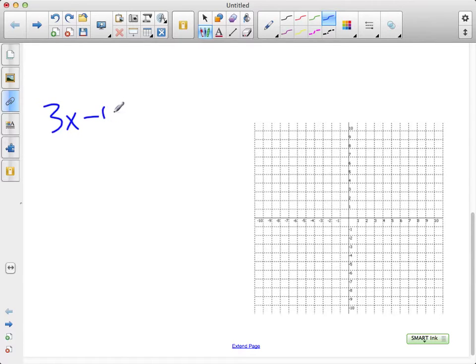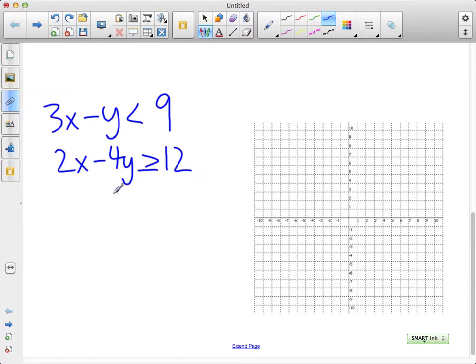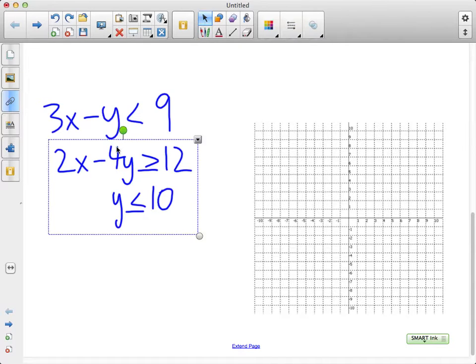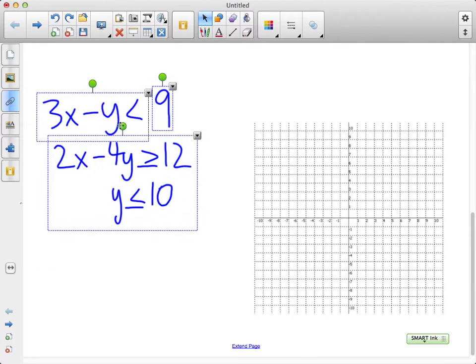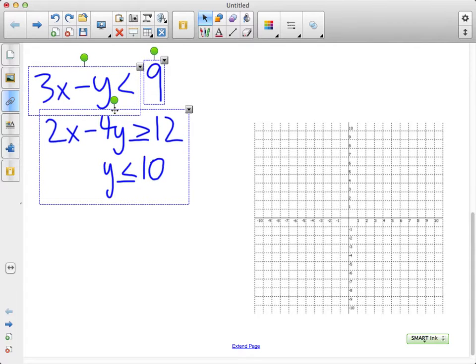Let's do 3x minus y strictly less than 9, 2x minus 4y greater than or equal to 12, and y less than or equal to 10. So this one is a system of 3 inequalities. Now we're looking for the region where all 3 overlap.